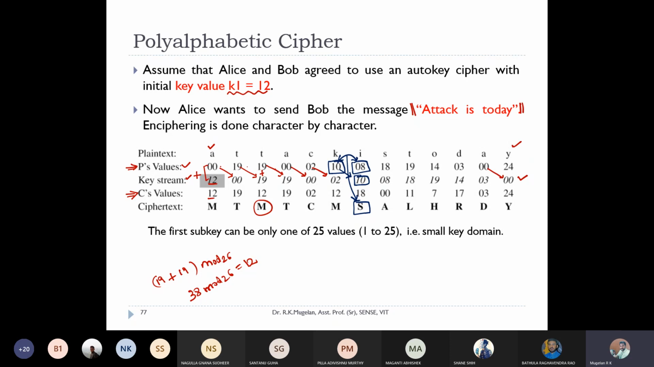Does anyone have any doubt in this one? If it is clear, raise your hands. Okay. It is fine.